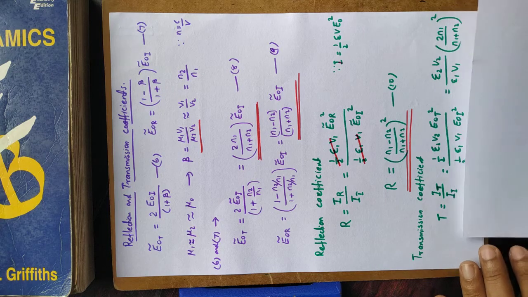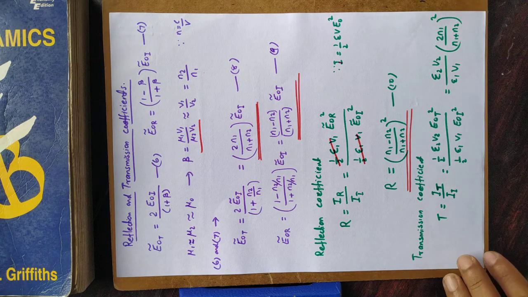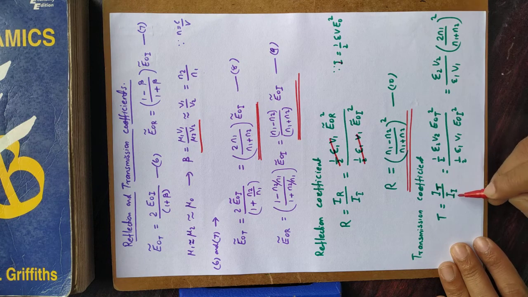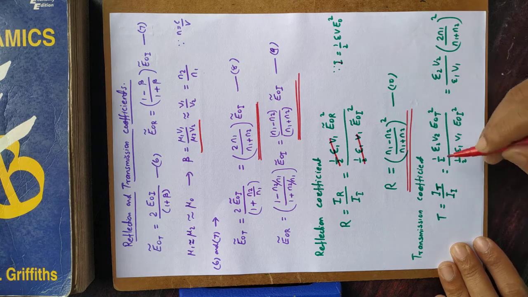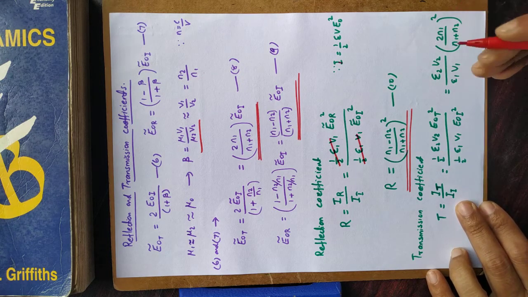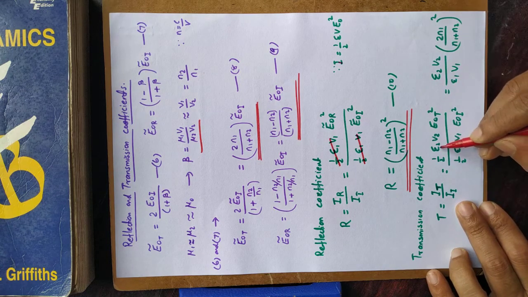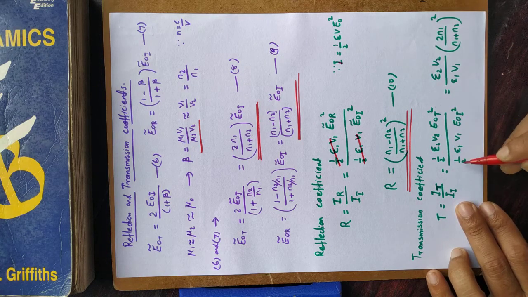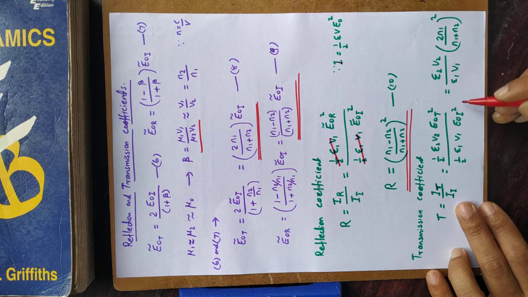Now the transmission coefficient can be defined as the ratio of transmitted intensity to incident intensity. The transmitted wave goes to medium 2, propagating to the right, so its parameters are half epsilon2 v2 E0T square. The incident intensity is the same as before: half epsilon1 v1 E0I square.